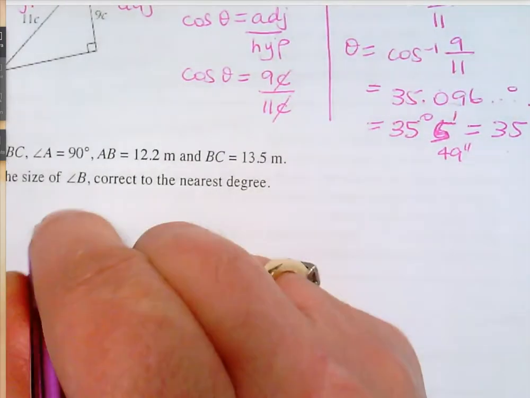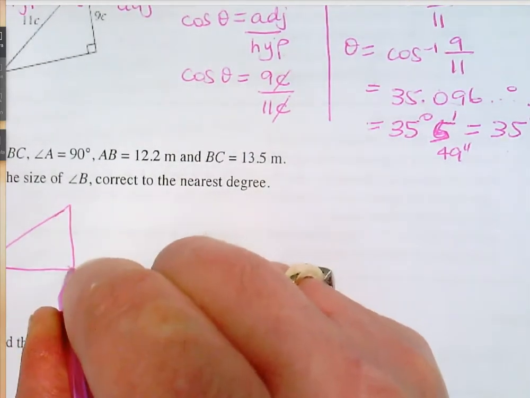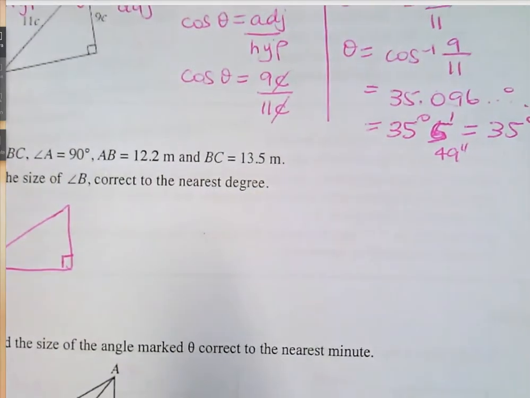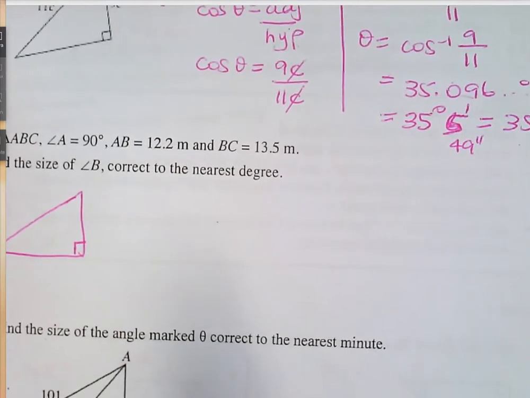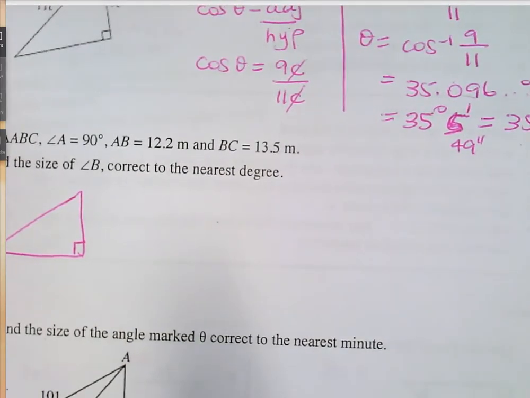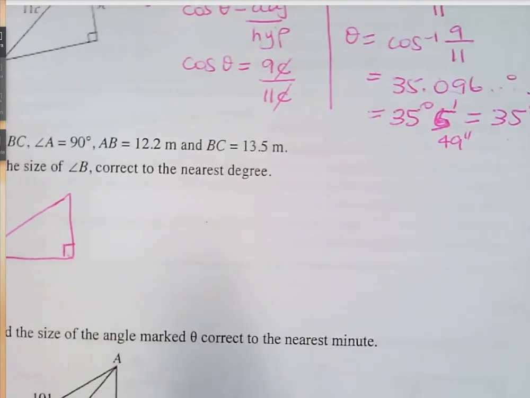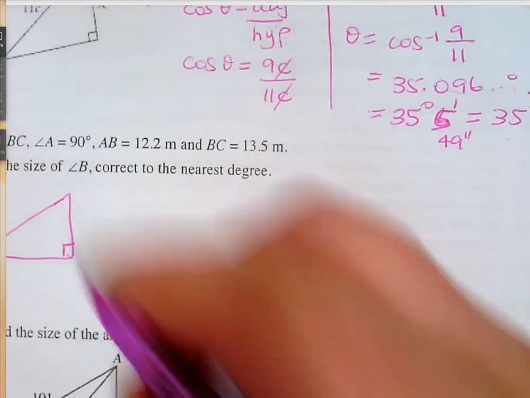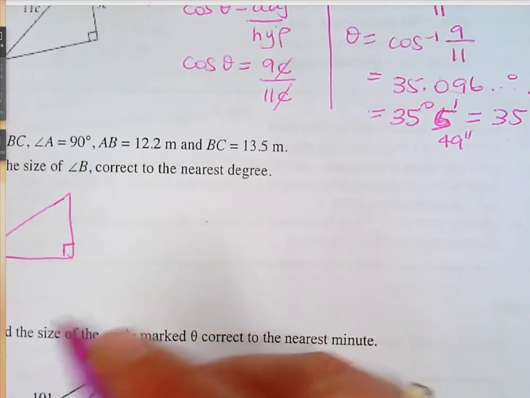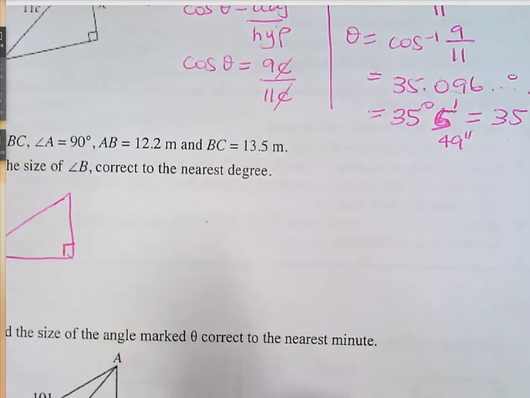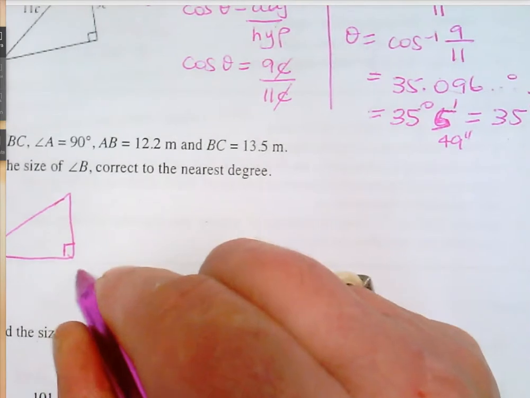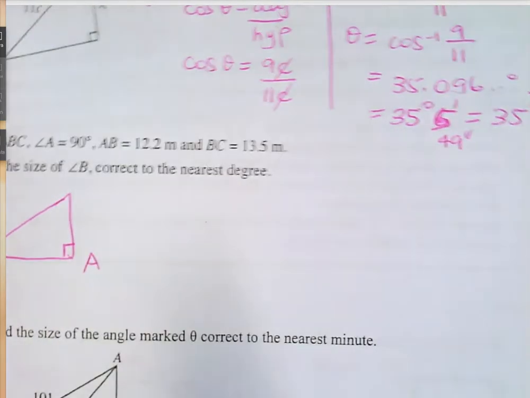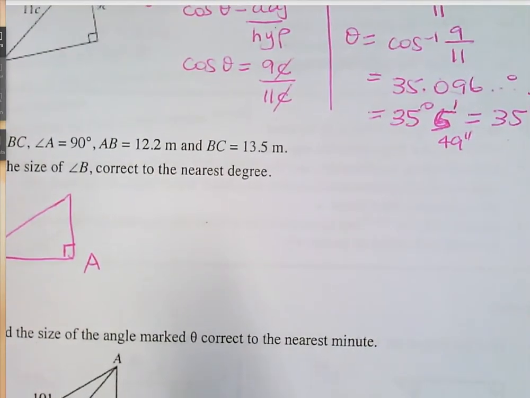Okay, next question, you need to draw it. So you've got triangle ABC. Where are you going to put the right angle? In triangle ABC, angle A is 90. Where will I put A? At the right angle, 90 degrees. Great.